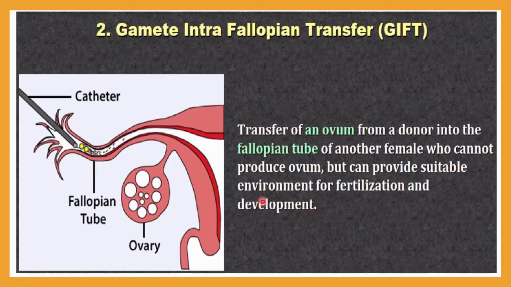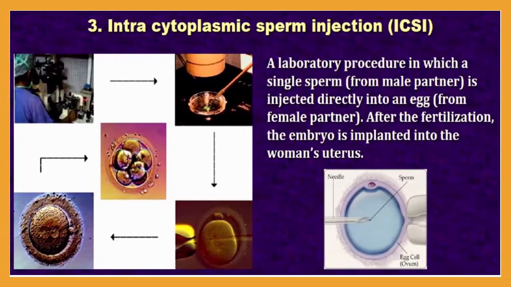So you should also remember when this method is used. Each method has its own significance, and according to the situation and the condition, the appropriate method must be selected. The next method is intracytoplasmic sperm injection, that is ICSI.